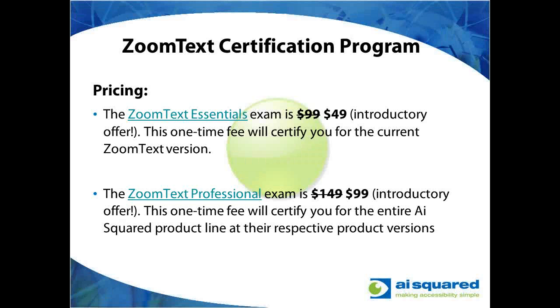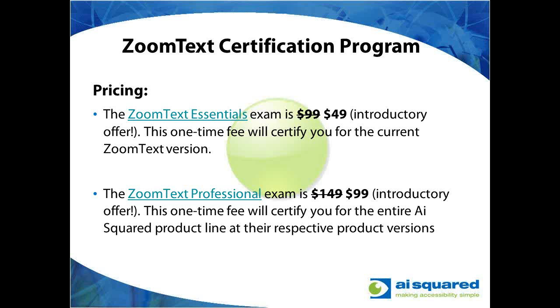As far as pricing goes, we're running an introductory offer until the end of August. The Essentials exam, which is normally priced at $99, is available for $49, and the professional level exam, which is normally priced at $149, is available for $99. Certification, you're certified for the current ZoomText version. Okay, so that would be ZoomText 10.0. If you fail the exam, there's a $25 fee to retake the test. You can do that as many times as you like.